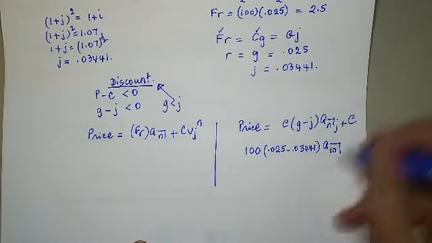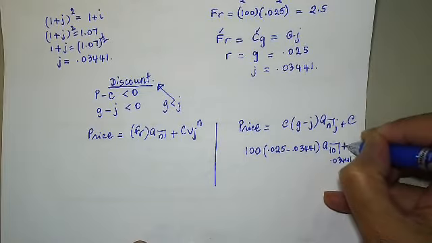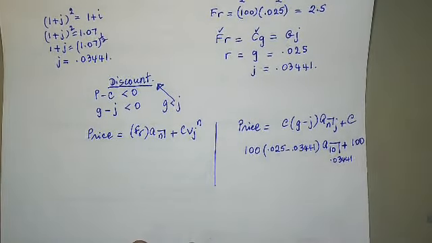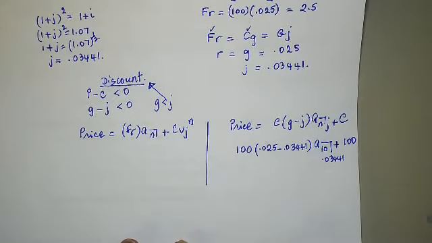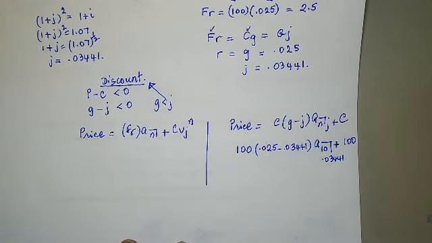What is C? How much is C, guys? 100. 100. What is G minus J? Let's plug in. 0.025 minus 0.03441. A angle what? 5 years, twice a year, right? So there are 10 coupons. 10 at interest rate 0.03441 plus C, 100.